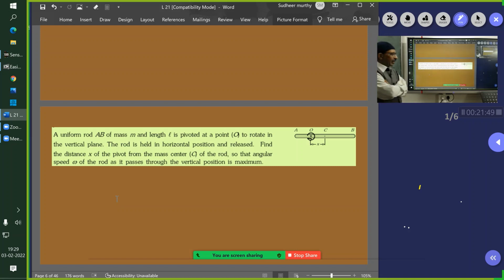So now you are seeing a problem where the rod is pivoted at some point and you have rod on both sides.